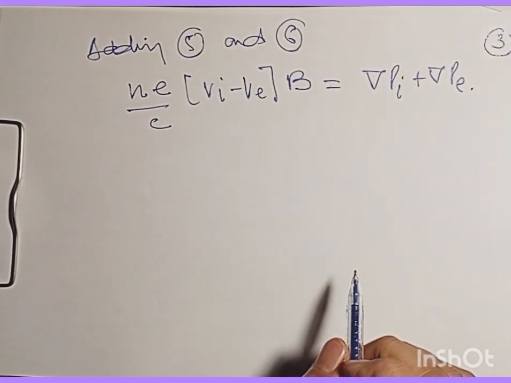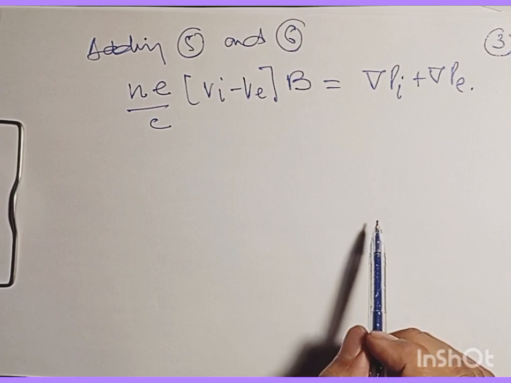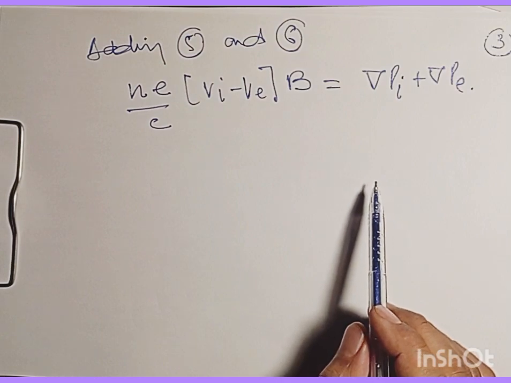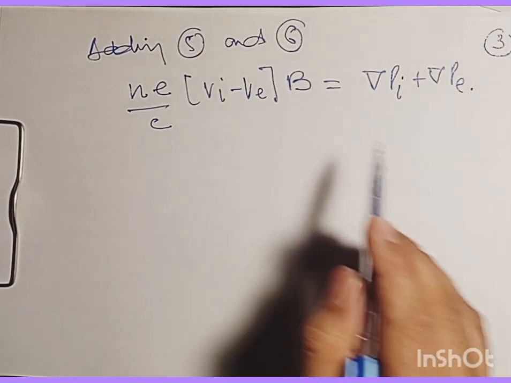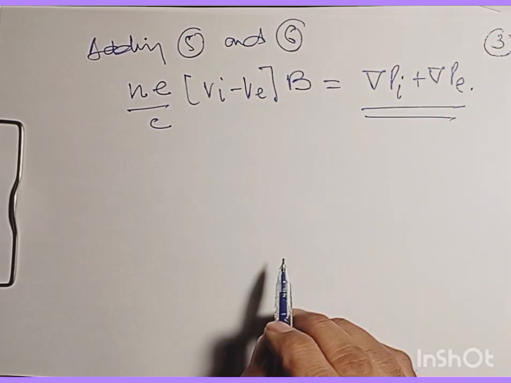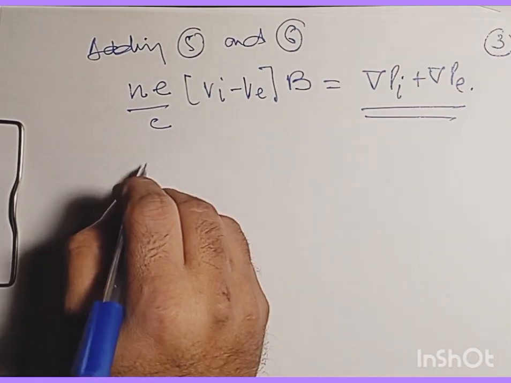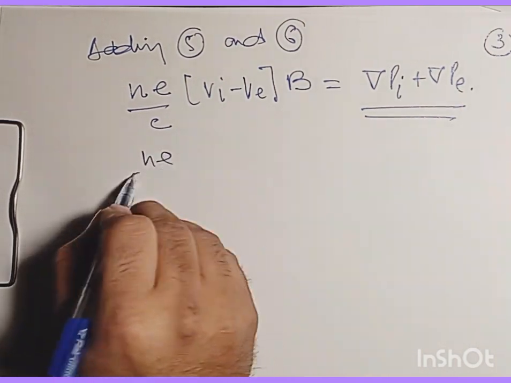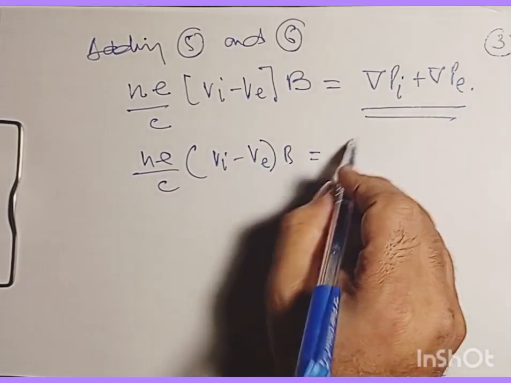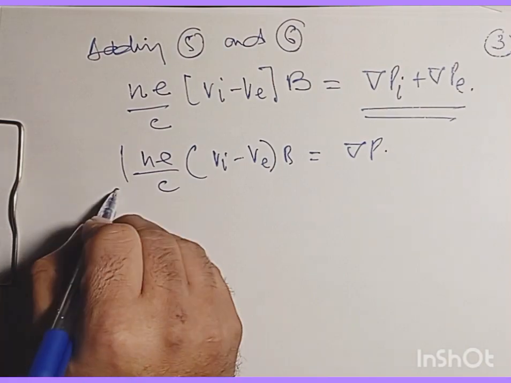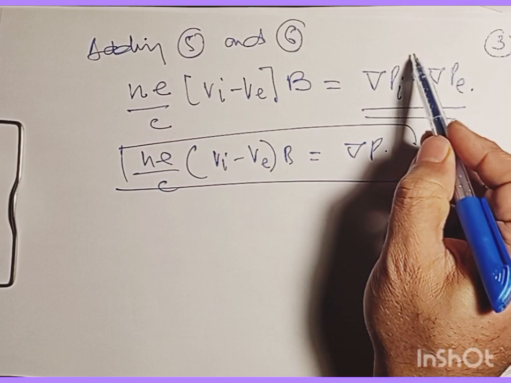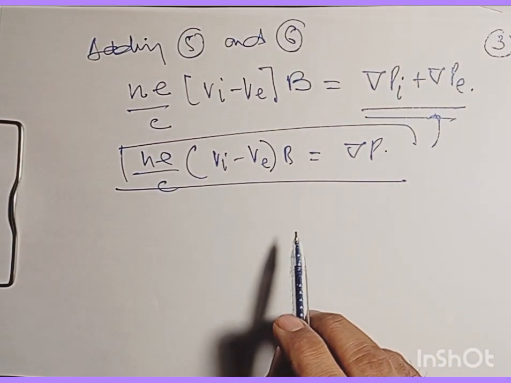What we have done is we have added the two equations, and on adding and keeping Ni equal to Ne equal to N, what we have is this. Now this will give me the total gradient in pressure. So I can write down here that this Ne by c, (Vi minus Ve) B equals del P, where this del P is the pressure gradient due to the ions plus pressure gradient due to the electrons.